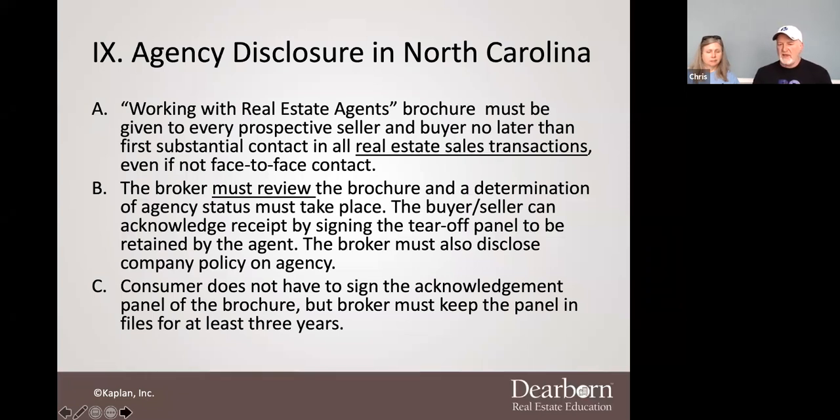Strangely enough, it's very possible that some buyer, or someone for that matter, may be obstinate and they'll say, oh, I'm not going to sign the form. Well, they're not obligated by law to sign the form. It's just a disclosure.